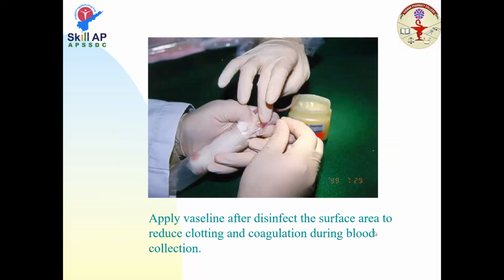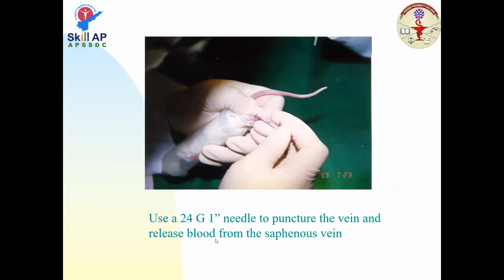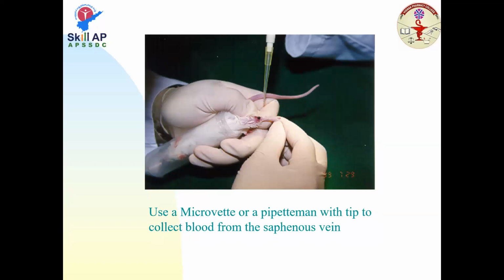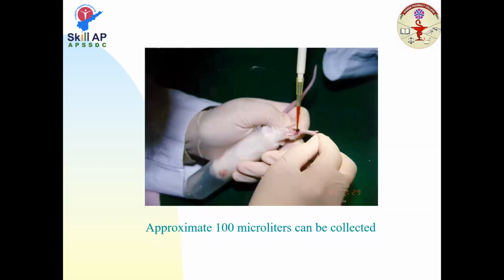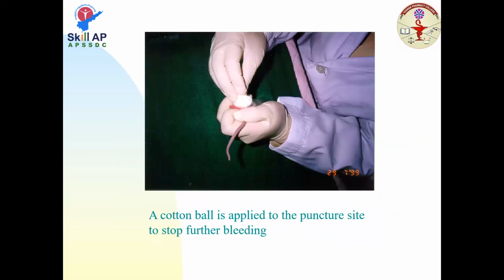Apply Vaseline after disinfecting the surface area to reduce clotting and coagulation during blood collection. A 24G needle is used to collect blood, because of its larger diameter. Approximately 100 microliters of blood can be collected each time, and n number of times we can collect the blood.